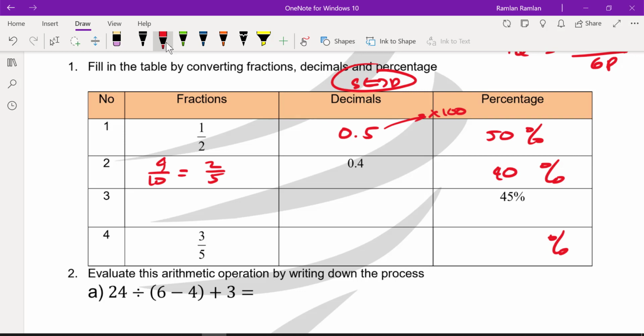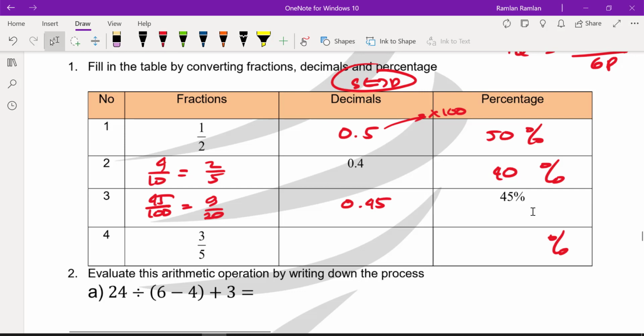Now, how about percentage into decimal? The first thing you do is divide by 100. So 45 divided by 100 is 0.45. And 0.45 is actually 45 over 100, but we can simplify this and it becomes 9 over 20. This is the number that we will get from the calculator. Remember that this is going to be the simplest form of the fraction.